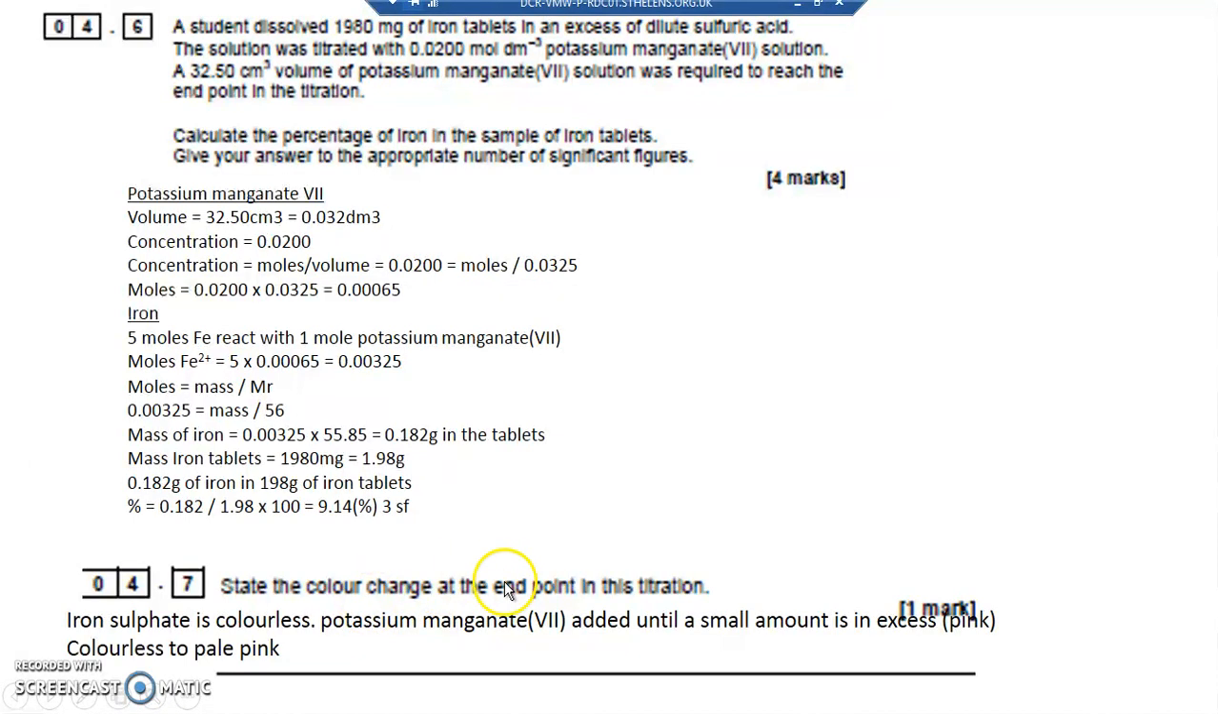State the colour change at the end point of this titration. Well, it goes from colourless to pink because potassium manganate 7 is purpley pink. And so when that comes through into the solution, which is colourless, that shows that all of the iron has reacted, and the potassium manganate 7 coming through will show as pink.